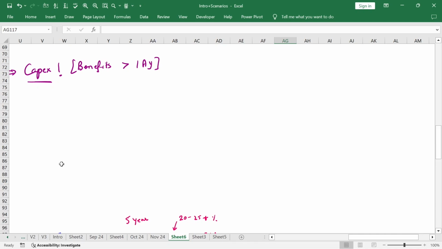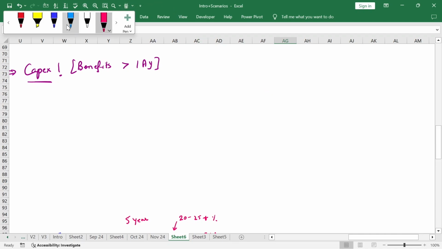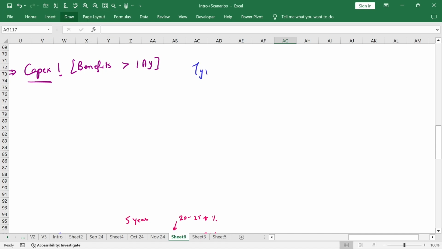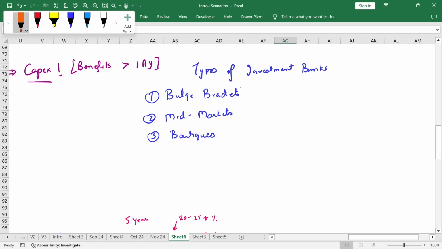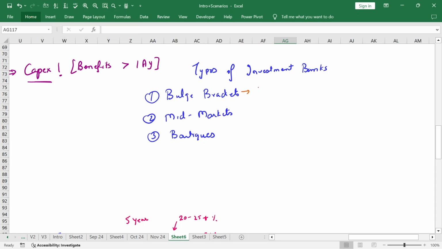Let me write that section as well. There are different types of investment banks. We have the first category, which we call the bulge brackets. We then have mid markets, and then we have the smallest category, which is called the boutiques. Now, bulge brackets, as I told you, and I'm answering this question of yours, just give me a minute.